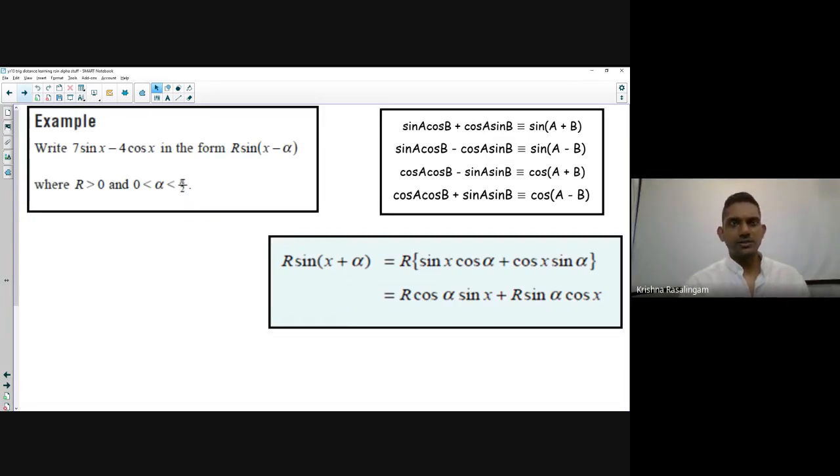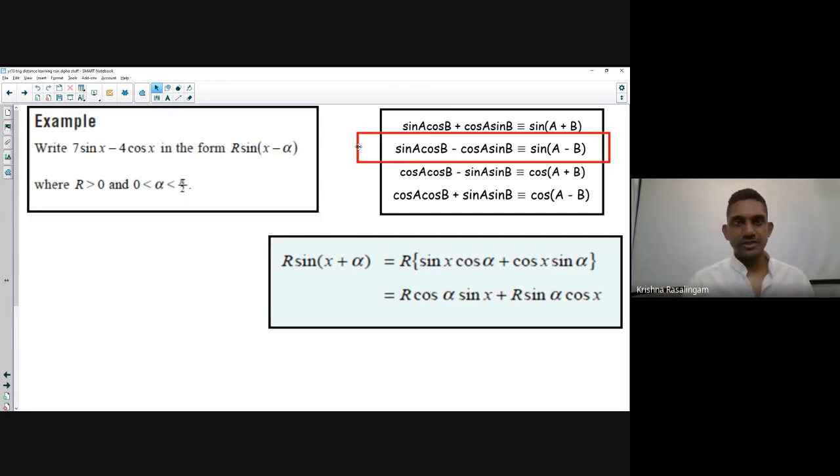So let's go straight into an example here. The question tells us we want sine x minus alpha. So I look at the formulae, and it's this one here that we want. So we copy that down. There's an R in front. That means we times everything by R. Yes, you can see there I've put an R in front of the whole equation.